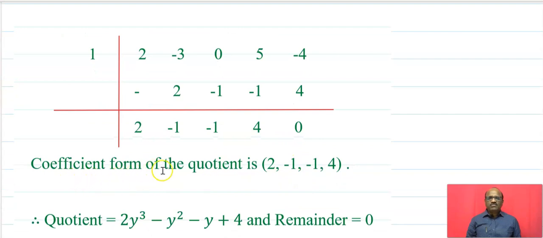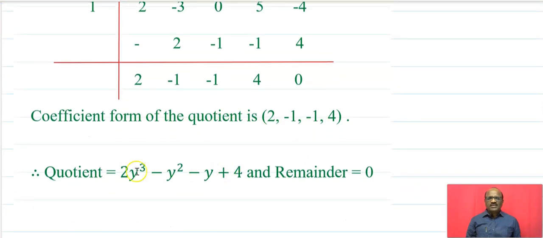Therefore, the coefficient form of the quotient is 2, minus 1, 4. This is the coefficient form of the quotient. What about their degree? Now there are 4 coefficients. Therefore, the degree of that quotient is 3. That is 4 minus 1, 3.